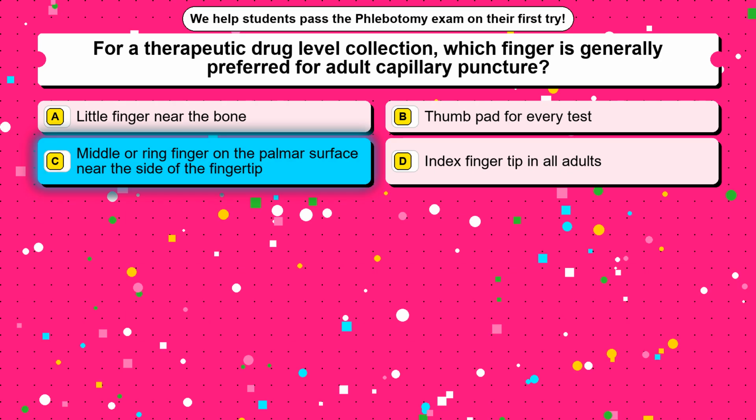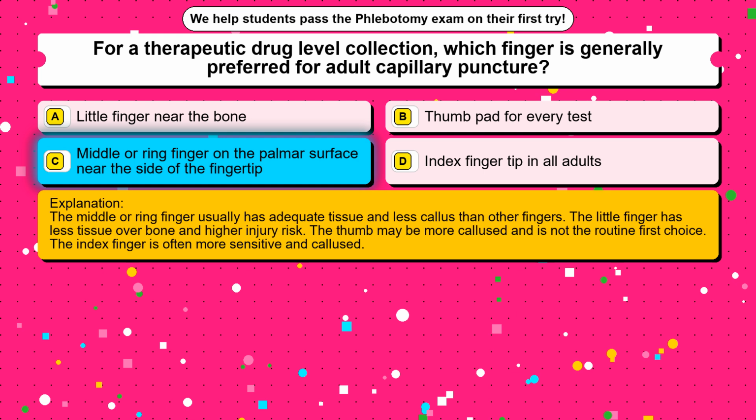The correct answer is option C. Middle or ring finger on the palmar surface near the side of the fingertip. The middle or ring finger usually has adequate tissue and less callus than other fingers. The little finger has less tissue over bone and higher injury risk. The thumb may be more calloused and is not the routine first choice. The index finger is often more sensitive and calloused.